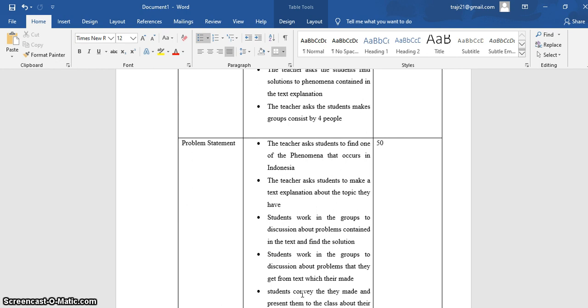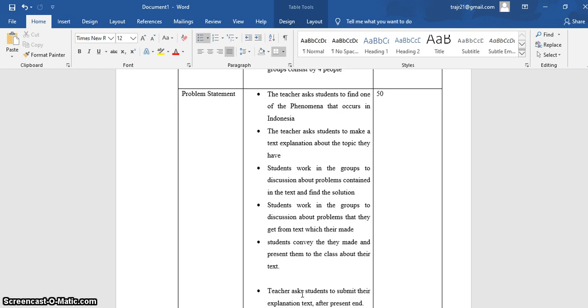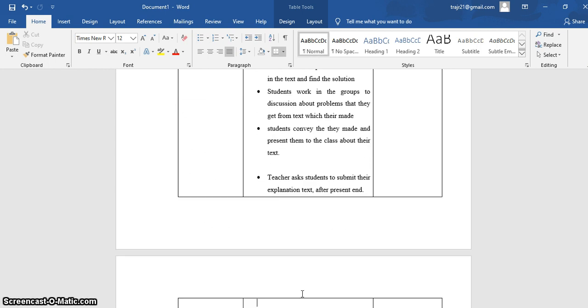compile it and present it to the class about their text. And then the teacher asks students to submit their explanation text after presenting. The aim of this teaching, why the students should present in front of the class, is because the teacher needs to know the students' understanding of the material.